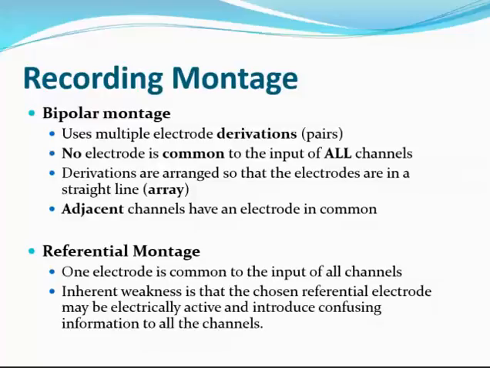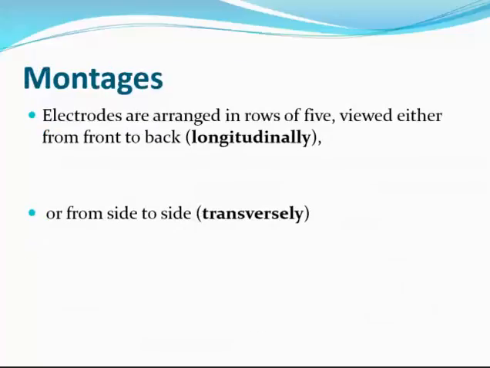So the weakness we see with this kind of montage is that the chosen referential electrode may be electrically active and introduce confusing information to all the channels. What that means is that anything on the head is going to be affected by brain pulsations, by the neuronal firing of the neurons in the brain. Therefore, you would prefer a non-cephalic reference in order to get around this. But the montage that can get around all this is the bipolar montage.